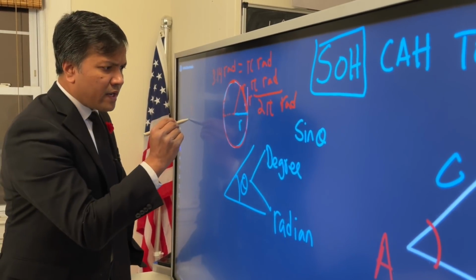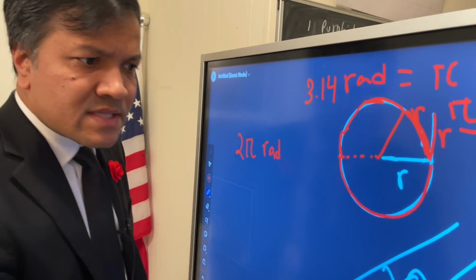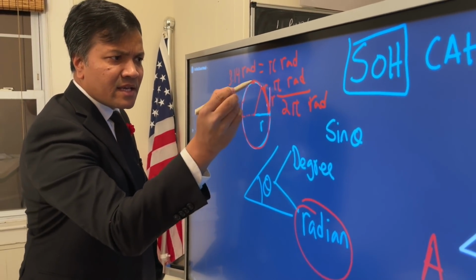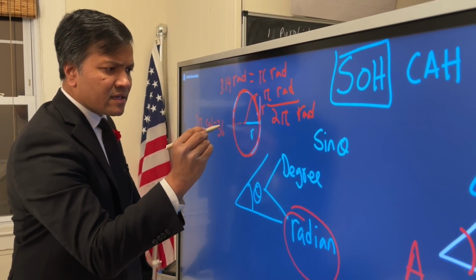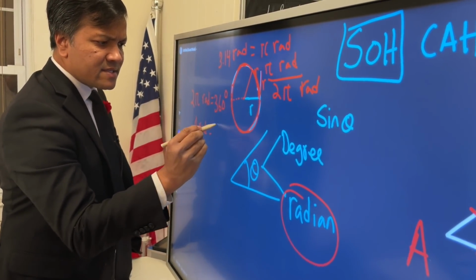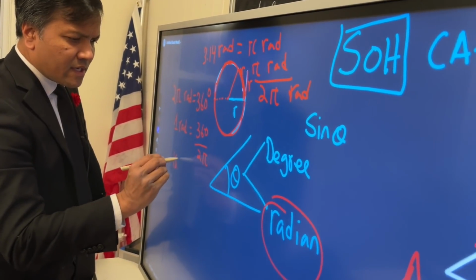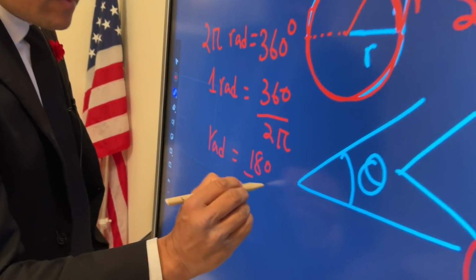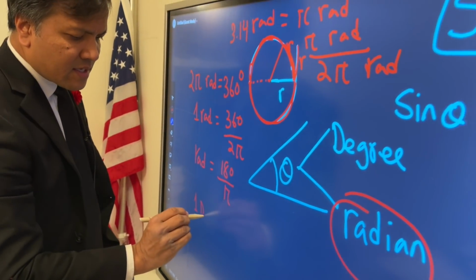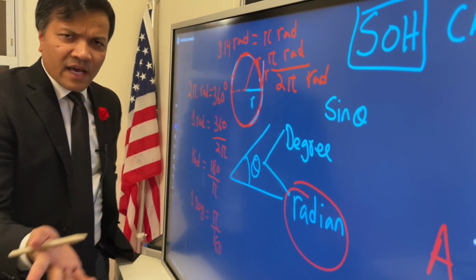Now you probably think, what is the relationship between radian and degree? Well, 2 pi radians is 360 degrees. So what is 1 radian? 1 radian is 360 over 2 pi. So 1 radian is 180 over pi degrees, and 1 degree is pi over 180 radians.